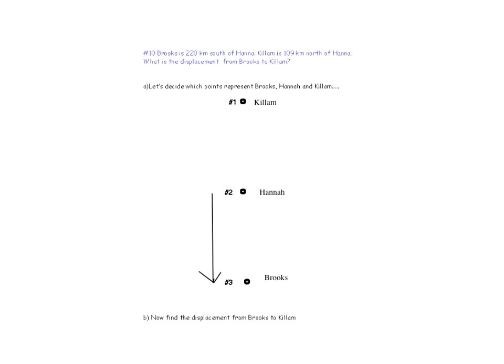All right, so we're going to label this as 220 because Brooks is 220 kilometers south, and we're told that Killam is 109 kilometers north. So we're going to draw another arrow from Hannah, and that's going to be 109 kilometers north. There we go. 109 kilometers.